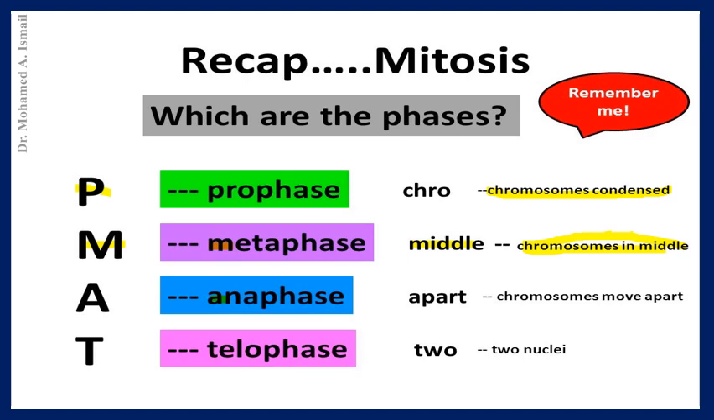The third stage is called anaphase, A, meaning apart, whereby the chromosomes move apart from each other. So this leads to a separation between the two sets of chromosomes. The last one, T, telophase, meaning two nuclei are formed at the end of this stage. These cells, formed by the mitotic division, are identical to each other, having the same genes and the same alleles.